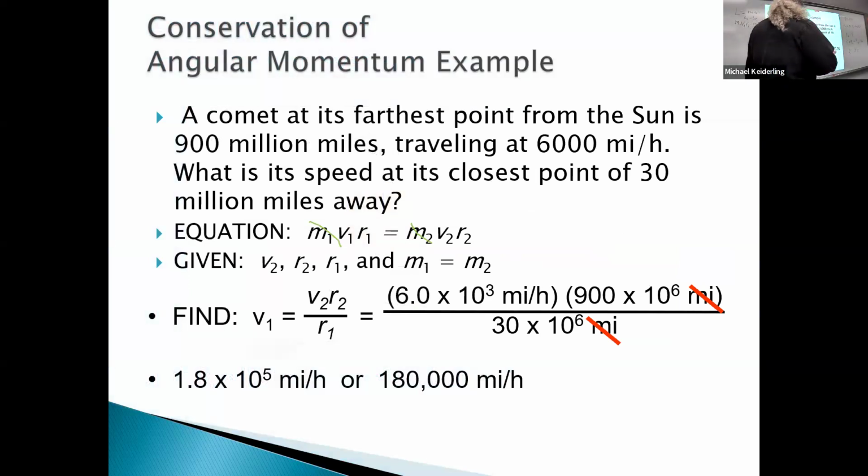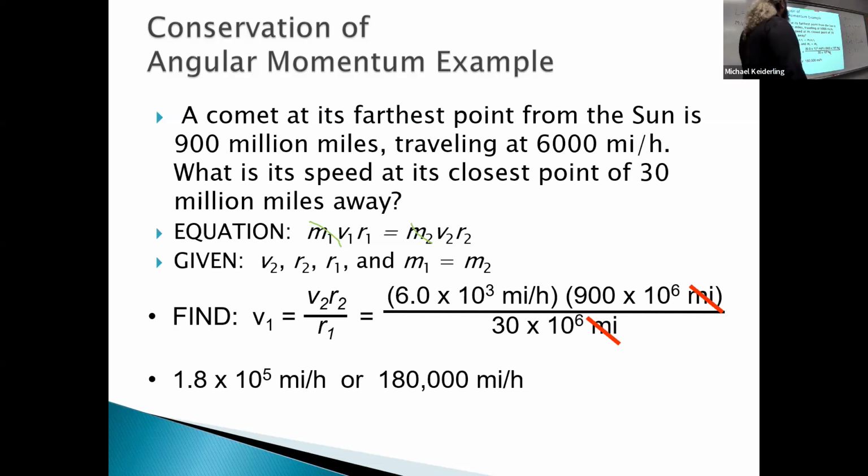So the problems we're going to deal with are problems of things in orbits, because the math is easier. If you have something with a more irregular mass distribution, it gets more complicated. But here we have a comet. The furthest point from the sun is at 900 million miles, traveling at 6,000 miles per hour. What's its speed at the closest point of 30 million miles away?